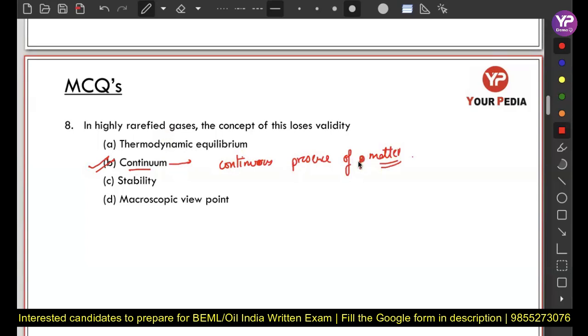Basically, if you see in space, the planets are not everywhere. They are present, but the gap between them is very large. So there we cannot say that the planets are present continuously, so the concept of continuum does not hold. There we can say the concept of continuum will be lost.